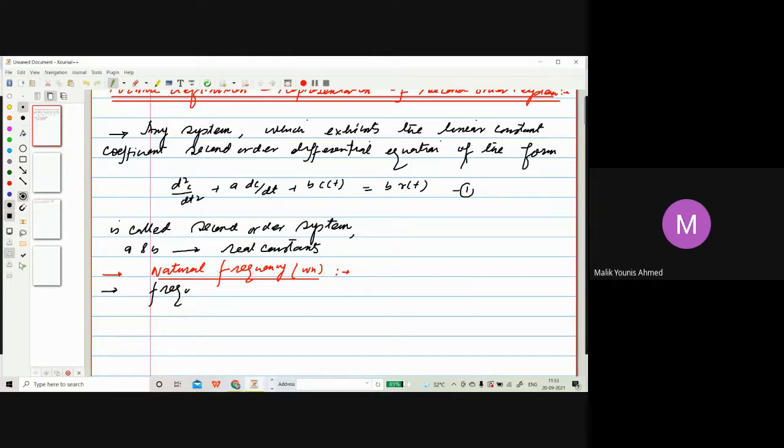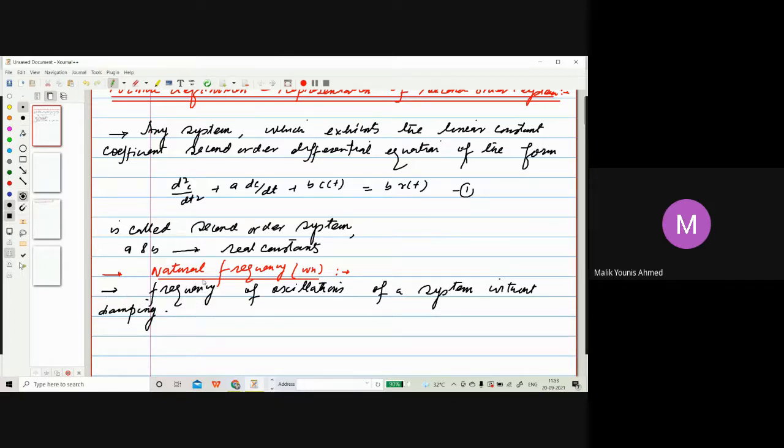Frequency of oscillations of a system without damping. An undamped system is the best example. There will be no damping. Whatever frequency we get naturally is called the natural frequency.